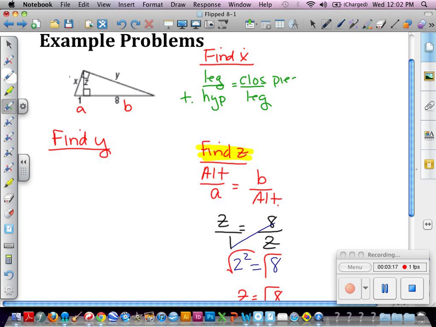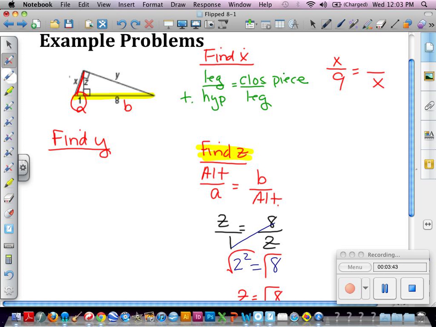So I'm looking for x. X is my leg, so I'm going to plug it into my formula now. My leg is x, and x is the same leg, so I put them across from each other. My total hypotenuse, that's the total hypotenuse of the large right triangle, is 9. The closest piece is the part of that hypotenuse, which is 1.